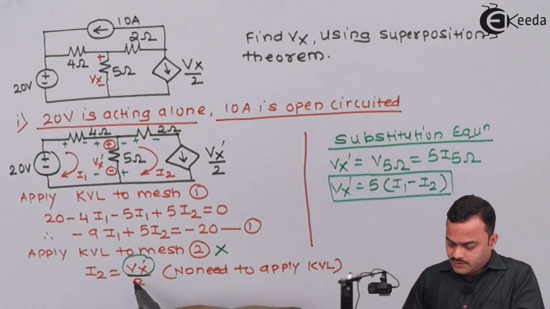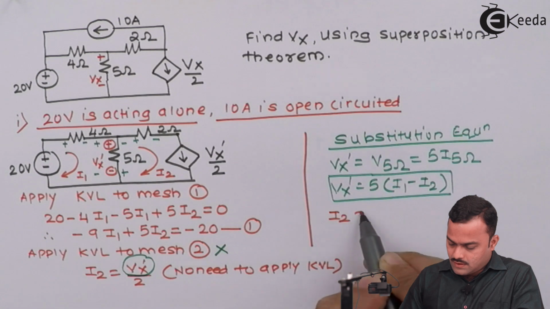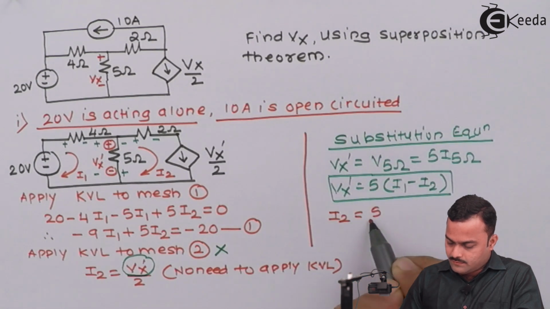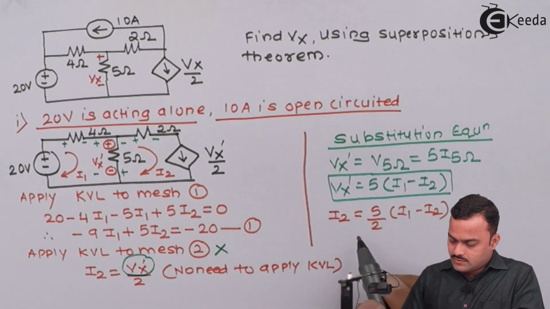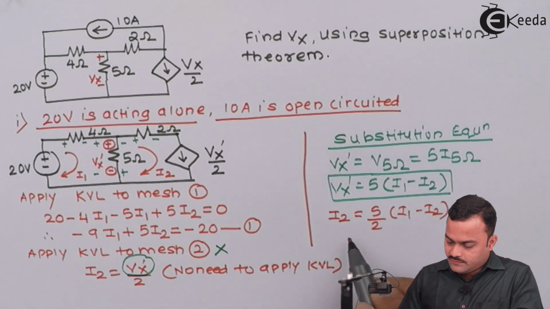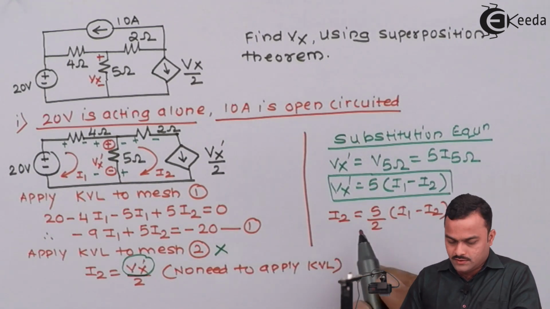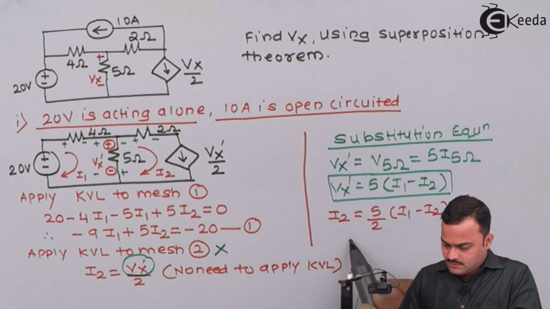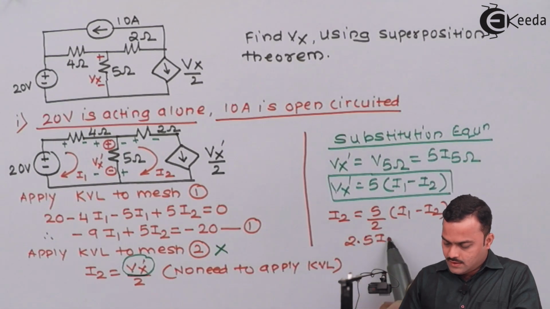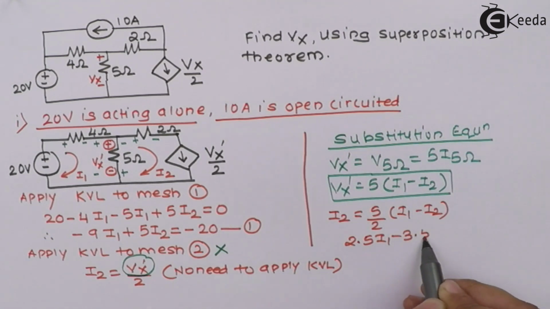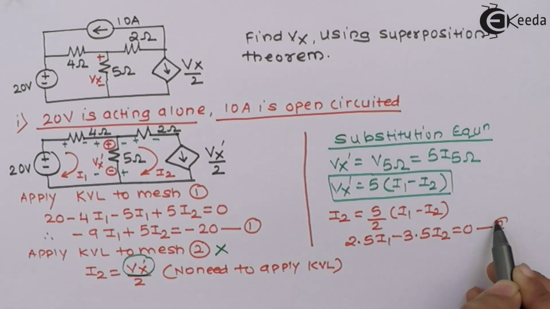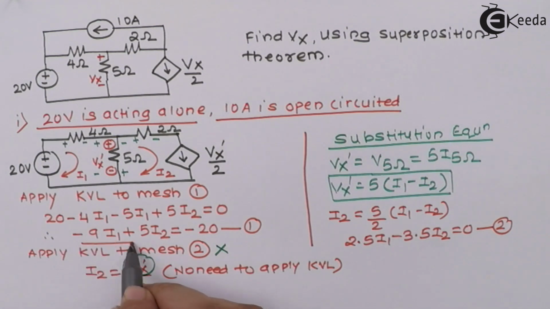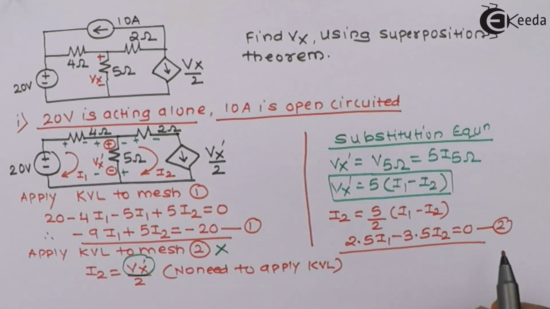If I substitute this over here, I will get I2 as 5 by 2 times I1 minus I2. Upon simplifying, I will get an equation over here as 2.5 I1 minus 3.5 I2 equal to 0 as equation number 2. So we are having these two equations. If we solve these two equations, we will get the values of I1 and I2.